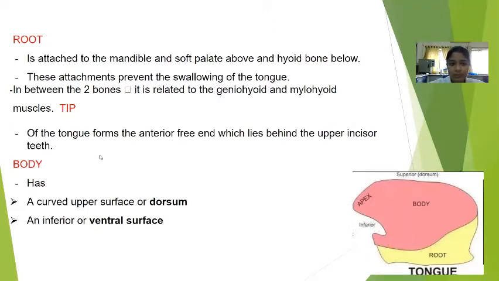So coming to the tip of the tongue. The tip of the tongue forms the anterior free end, which lies behind the upper incisor teeth here. The body has a dorsum surface and a ventral surface.